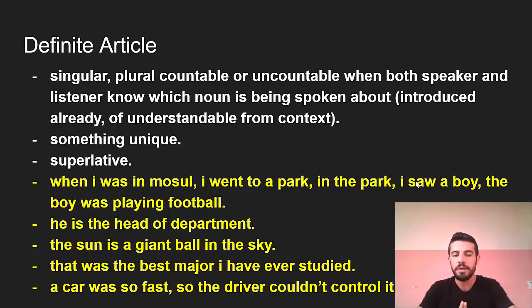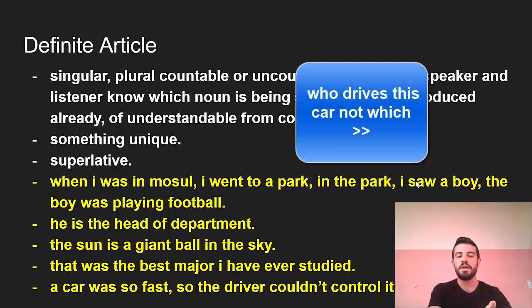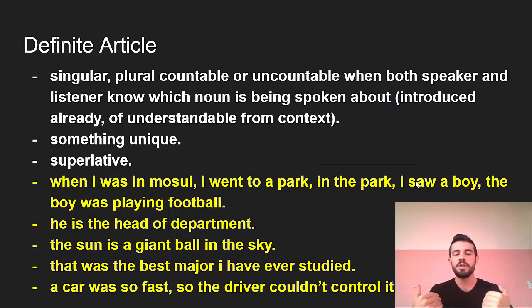Driver is also a noun, right? Why the? Because it is understandable from context. I said a car was so fast, so the driver couldn't control it. So of course the listener, by context, will understand that the driver is the one who drives this car that I already talked about, right? So here, by context: a car was so fast, so the driver couldn't control it.